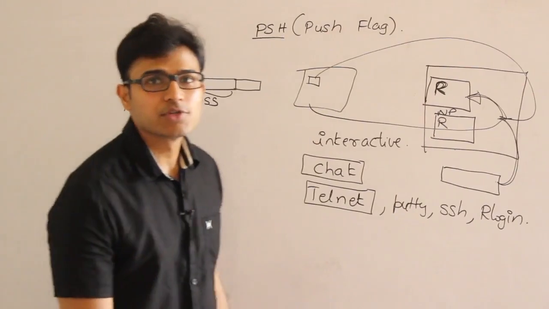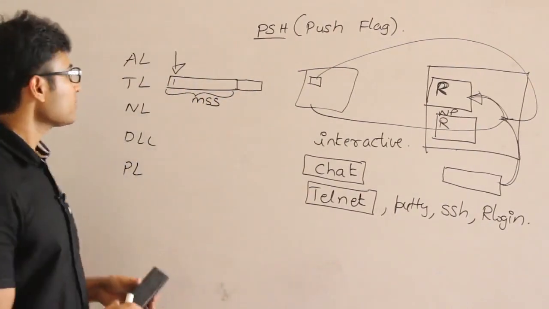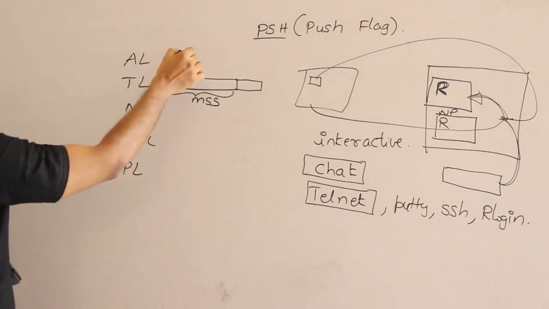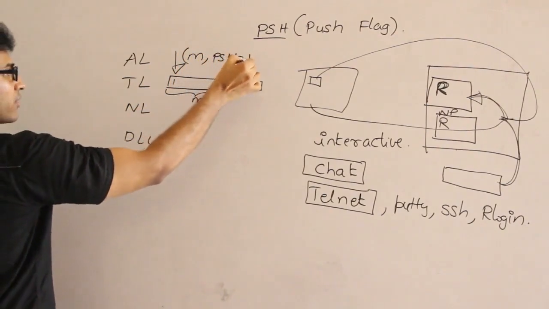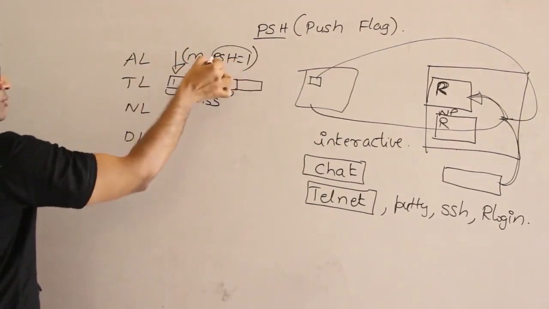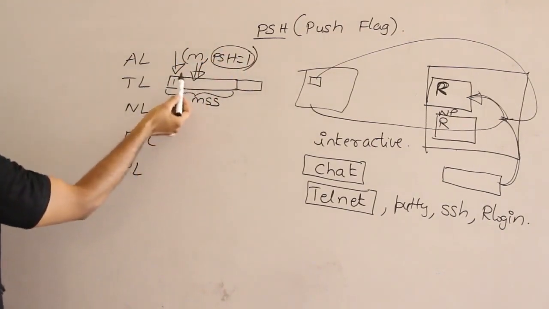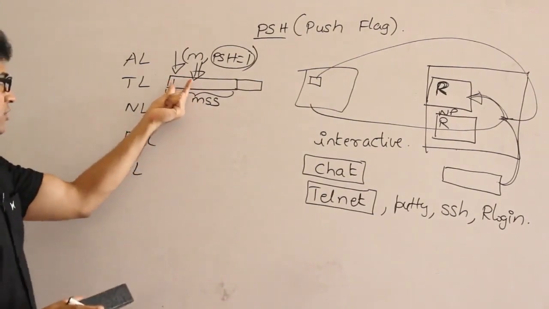So anyway, push is used to tell TCP not to buffer, but to push it. Therefore, whenever the application layer gives any message, along with that it will say push equal to 1. This command it will send to TCP. Whenever TCP gets push equal to 1, it will not buffer the message anymore, and even though the message is less than MSS, it is supposed to push it.